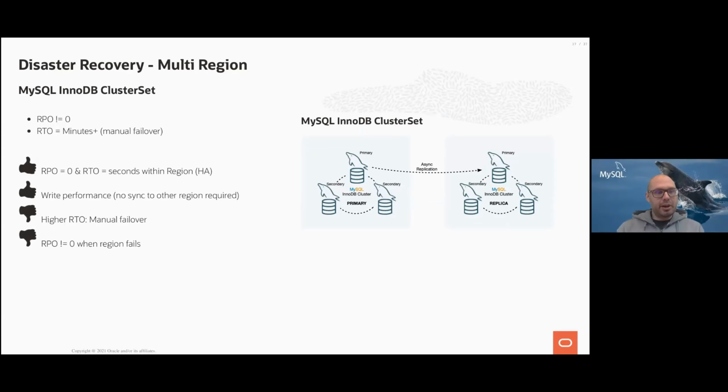And MySQL InnoDB ClusterSet is kind of the best of both worlds. We have automatic failover within a region with MySQL InnoDB Cluster, and then we have asynchronous replication between clusters with a manual failover. So RPO is not 0, and RTO is a manual failover, so minutes or more depending on how you can react to it. No write performance impact from the traffic between data centers and so on.